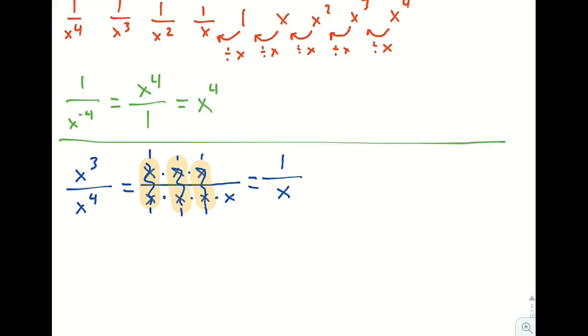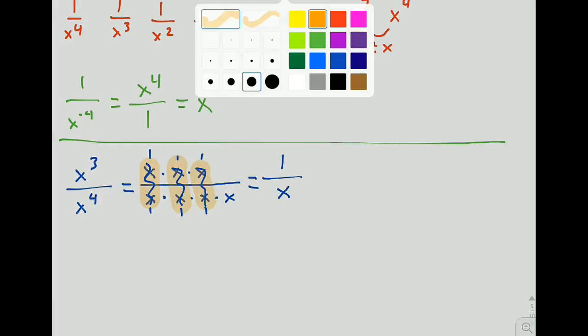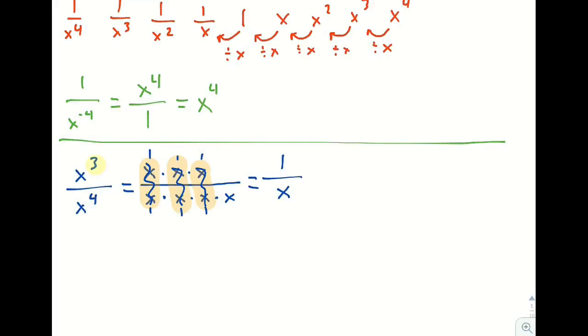A shortcut to doing a problem like that would be to look at the original one and say, I have x being multiplied 3 times on top, 4 times on bottom. Which one has more, the top or bottom? The bottom has more. How many more? 1 more. So then I'm going to leave the x on the bottom and make it a power of 1. That's kind of the quick way to do something like that.